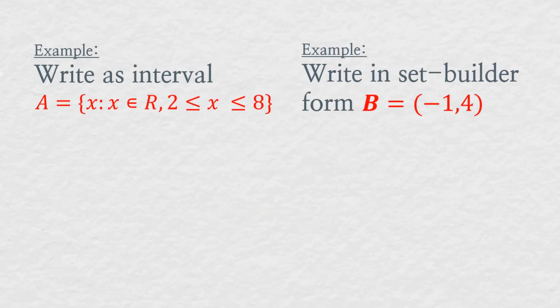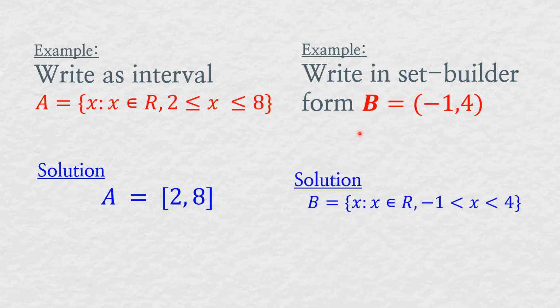For example, the set A shown here has elements x such that x belongs to real numbers and x is greater than or equal to 2 and less than or equal to 8. So this is a closed interval and it can be written like this. In example 2 shown here, we wish to write this open interval in set builder form. So we can write it like this. B can be a set of elements x such that x belongs to R and it is between -1 and 4.